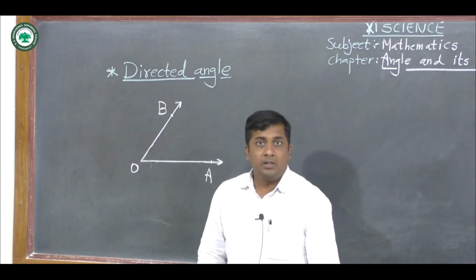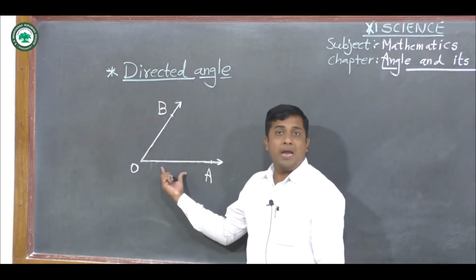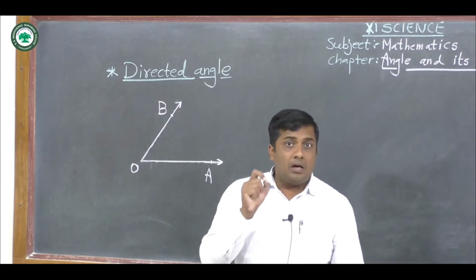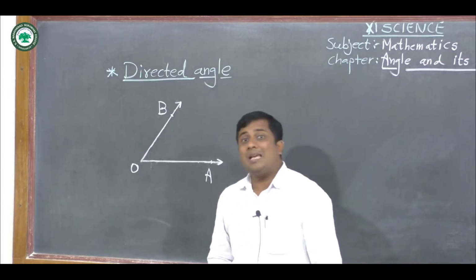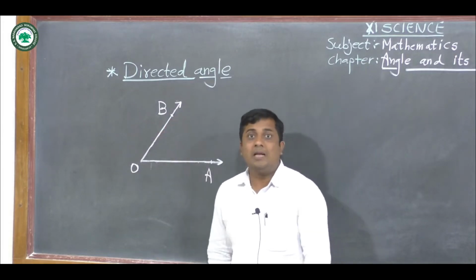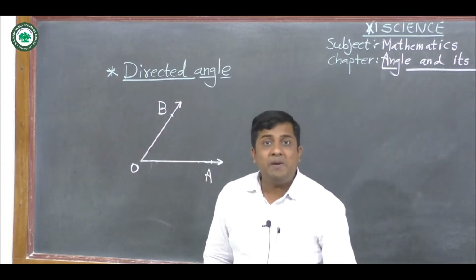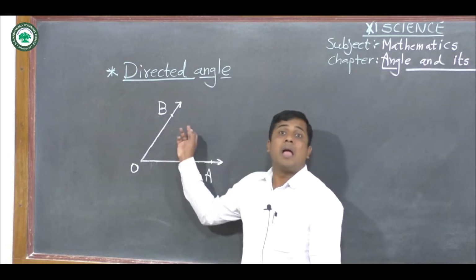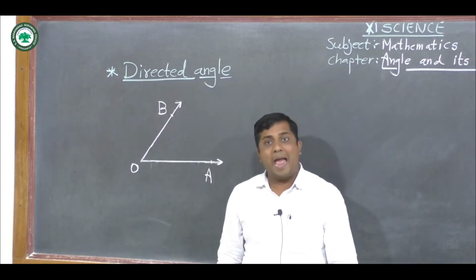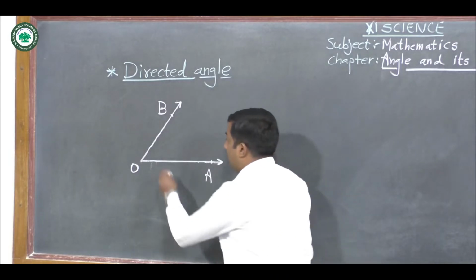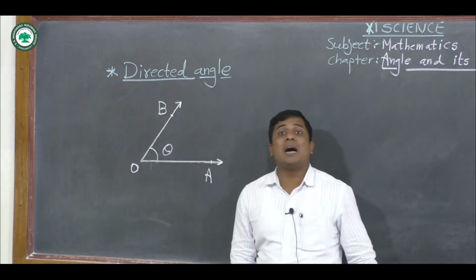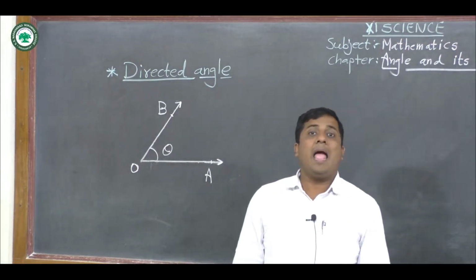I repeat again, here we consider ray OA. We rotate this ray OA about O till it takes the position of ray OB. Then the angle generated in between ray OA and OB is called the directed angle. So in between I write theta, and this theta is the directed angle.